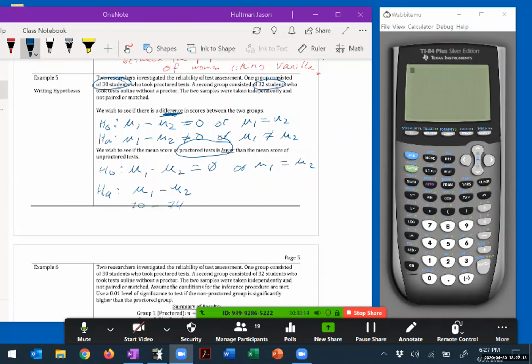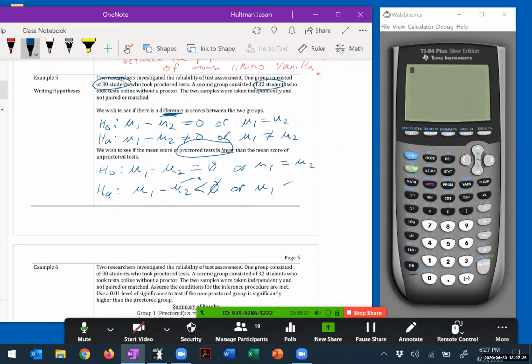Are negatives bigger than 0 or less than 0? They're less than 0. So we would write our alternative as mu1 minus mu2 is less than 0. Or if we tossed mu2 to the other side, it becomes positive, and mu1 is less than mu2, which makes sense. The proctored exam is less than the non-proctored. Those would be my hypotheses.